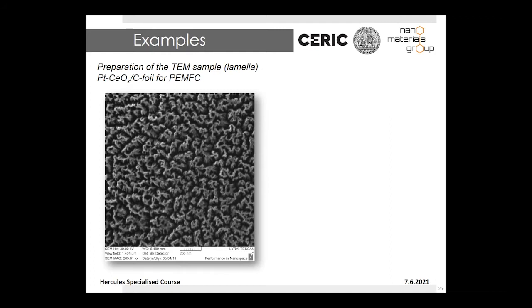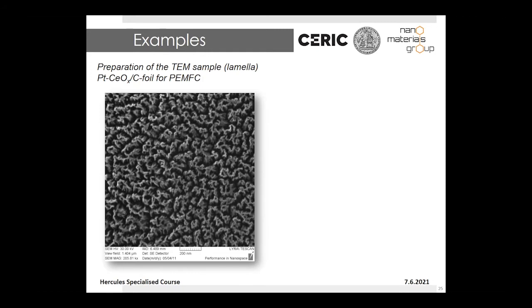So here in our department, we are studying materials for proton exchange membrane fuel cell. And here is an example of platinum doped cerium oxide layer on carbon foil. So we have a nicely porous structure. However, by scanning electron microscope, you see only the very top.